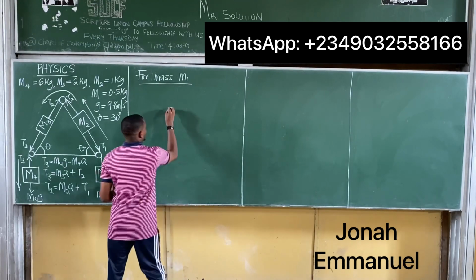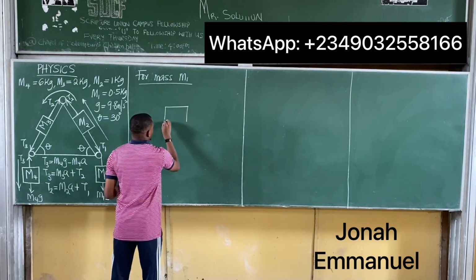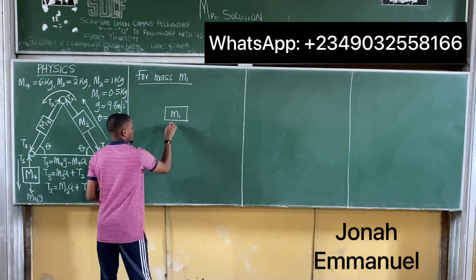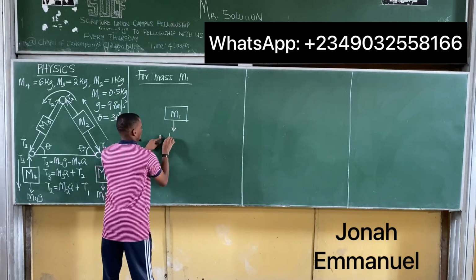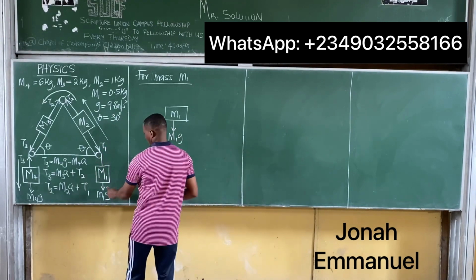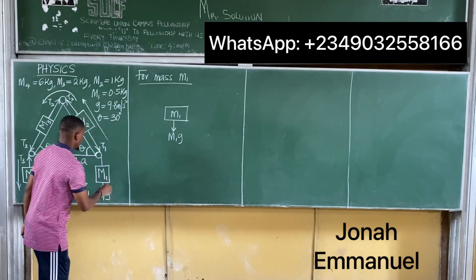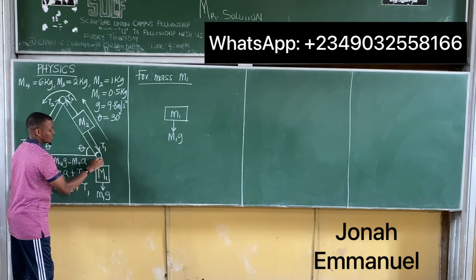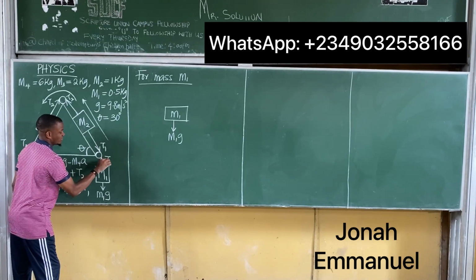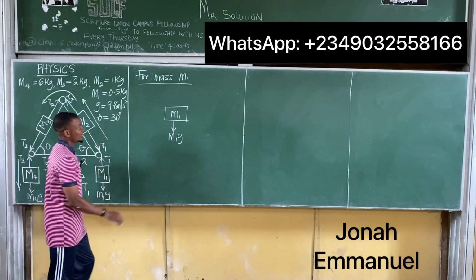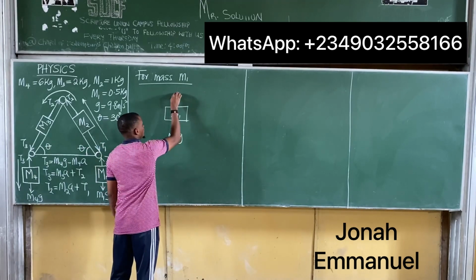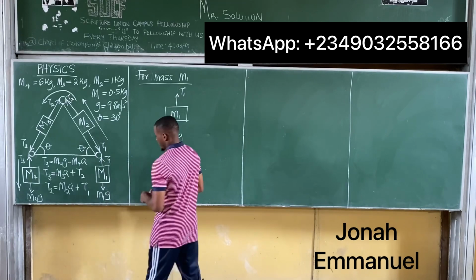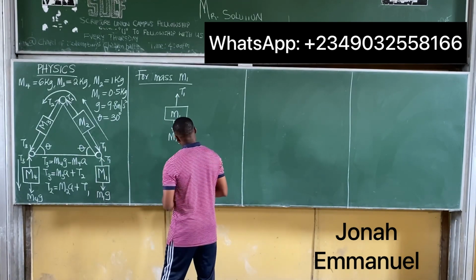For M1, we have your mass here. So this is M1, mass M1. Coming downwards is M1G. Going upwards, we said this is a single string or a single rope, so the tension in this string becomes the same thing. So here becomes T1, the same tension. So going up here would be T1. All right. So having done this, what's next?